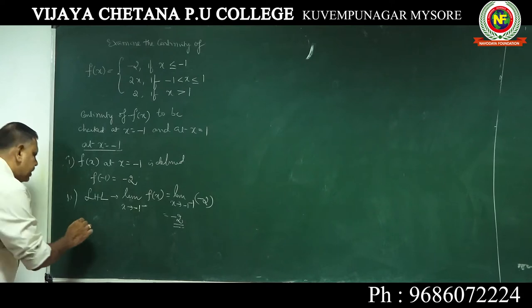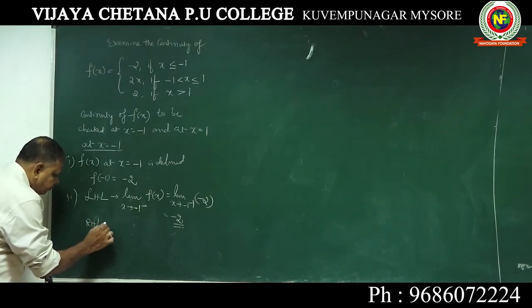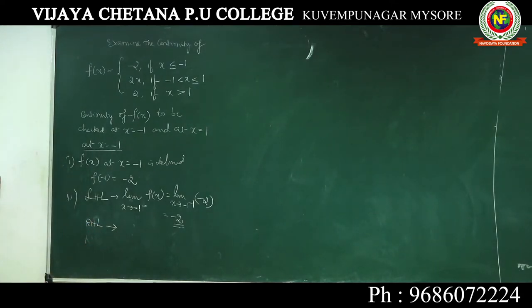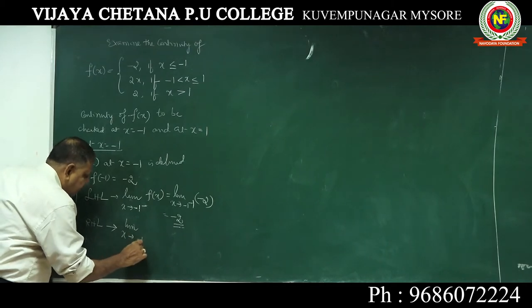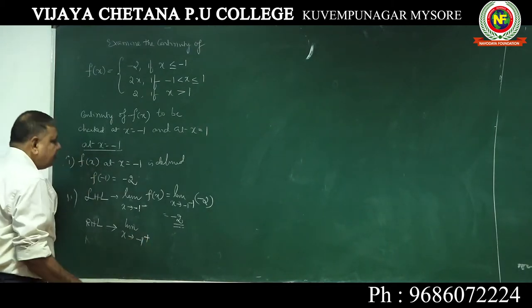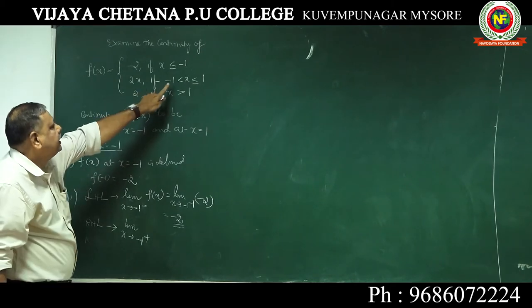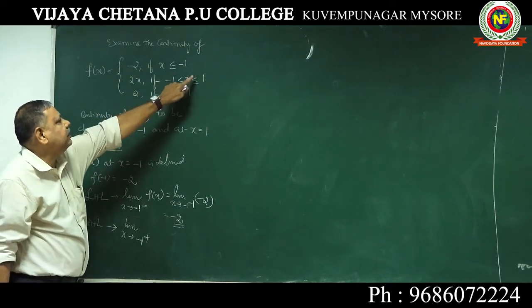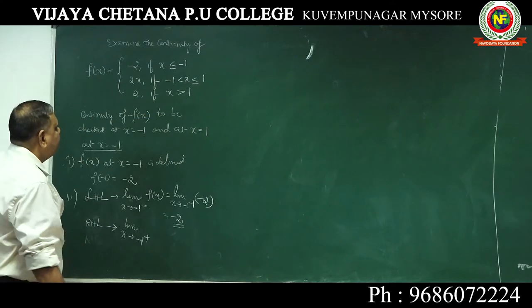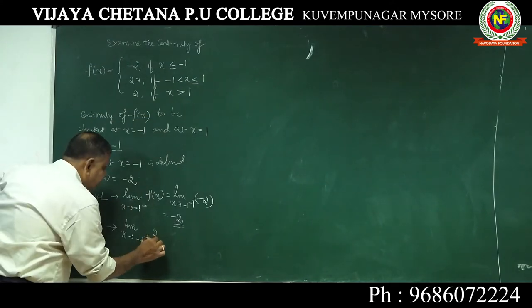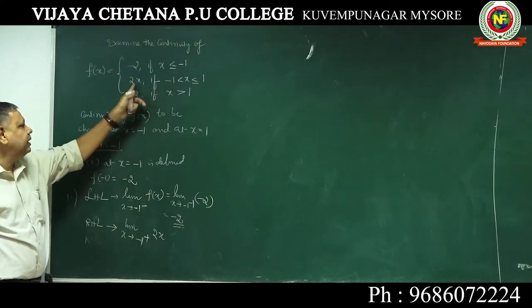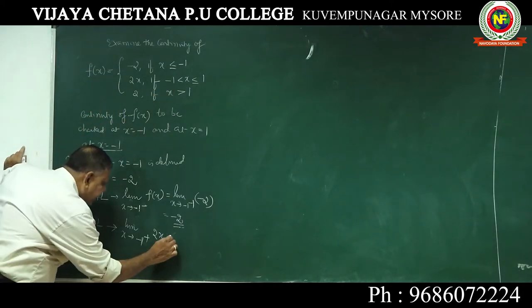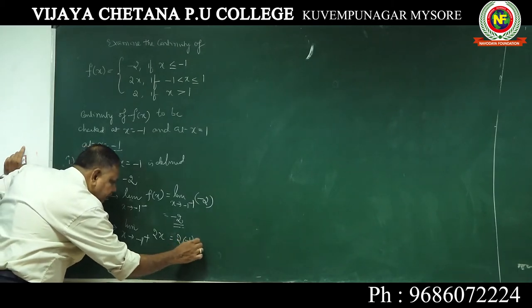Go for the right hand limit. Write down the right hand limit: limit x tending to minus 1 plus. You should take minus 1 plus. You should take this one: minus 1 less than or equal to x, and x greater than minus 1. Other than that, you should take 2x. That function is fine. For x greater than minus 1 it is 2x. Substitute x: 2 into minus 1 is minus 2.